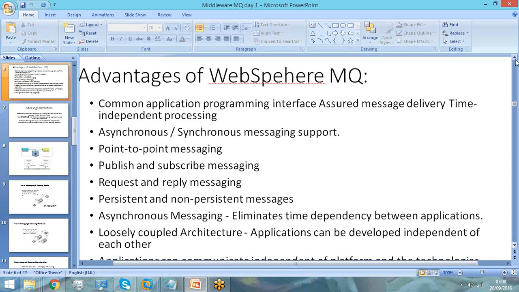You can design applications, at the application level, to be of a synchronous mode. See, without a middleware product, applications can also communicate with each other. Then the program has to be readily available.